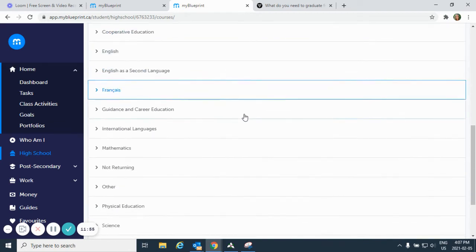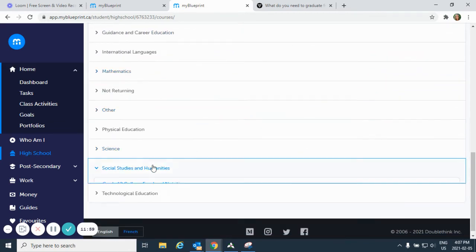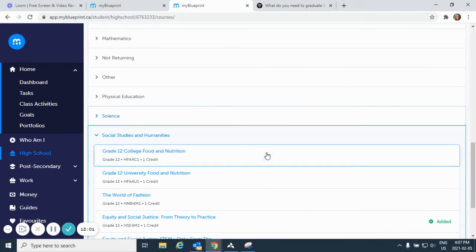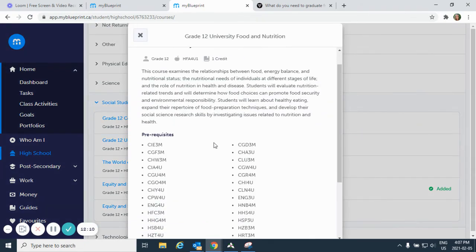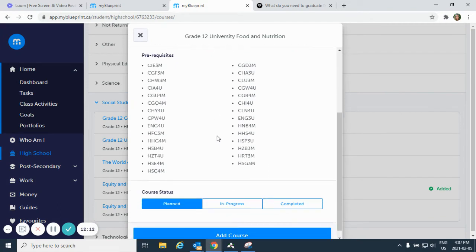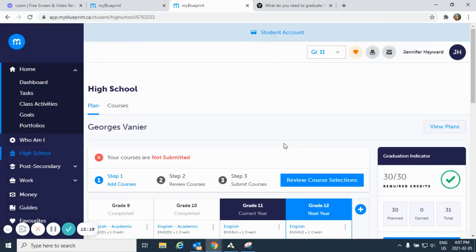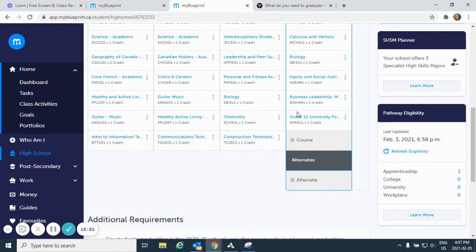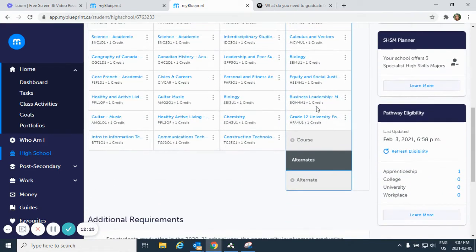As I'm thinking about something in the health-related field, I saw a course in Social Sciences and Humanities. I'm going to choose the grade 12 university level food and nutrition course because I think that might give me some useful background information. I'm going to add this course to my plan. Okay, I have 7 courses in my plan.